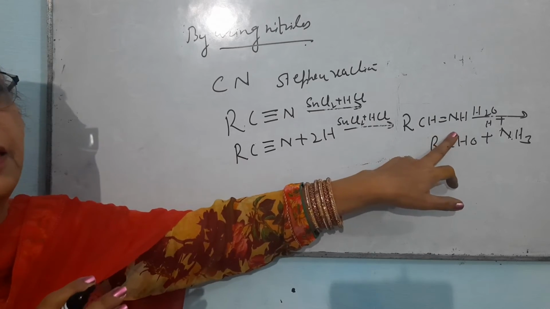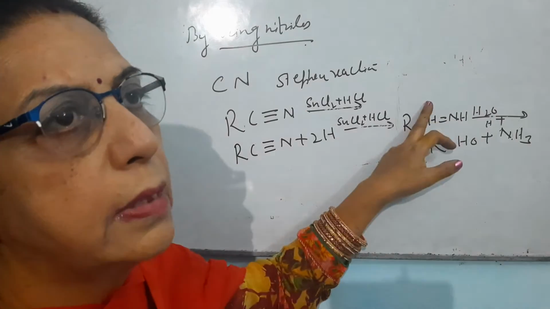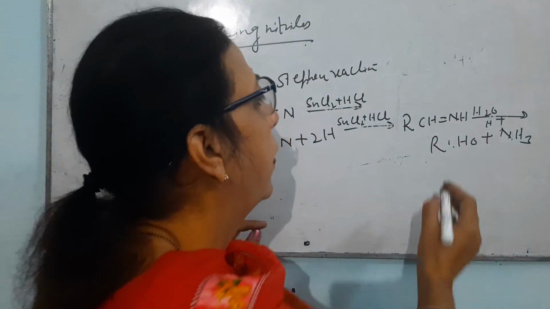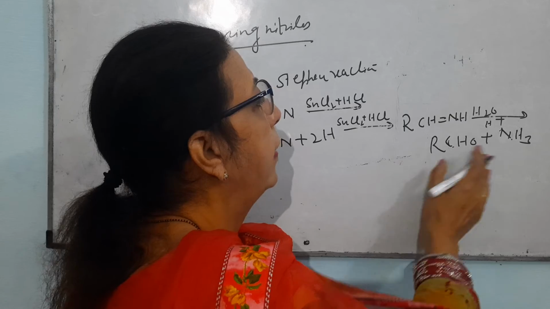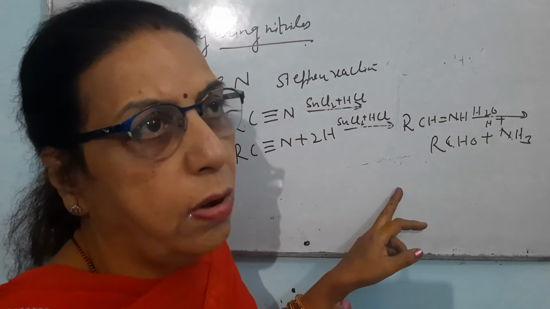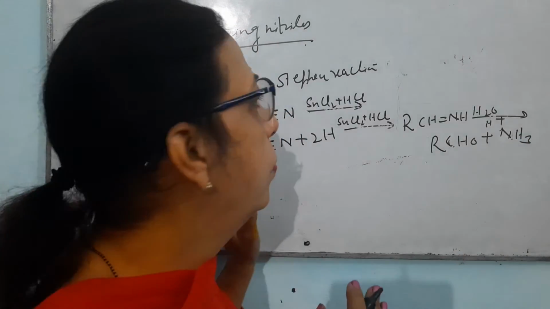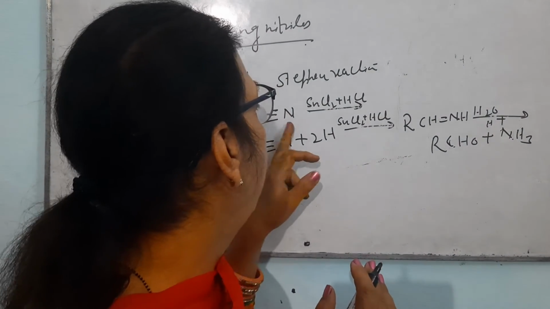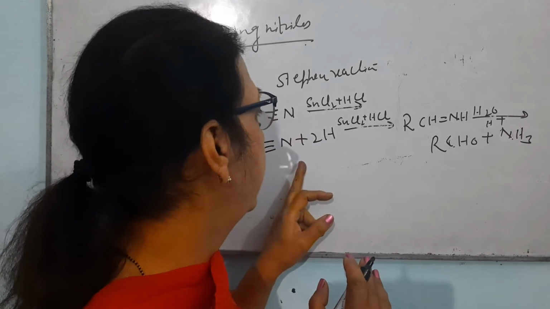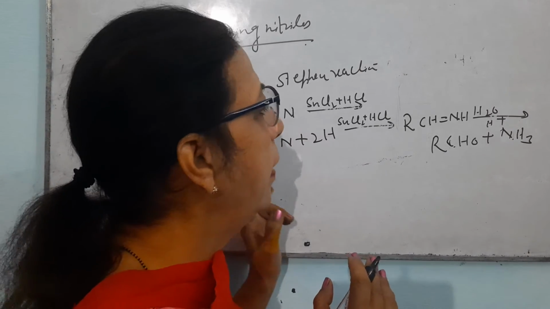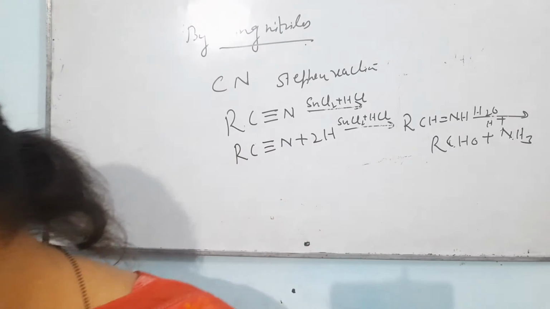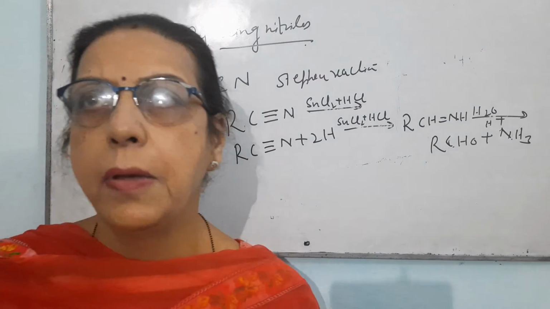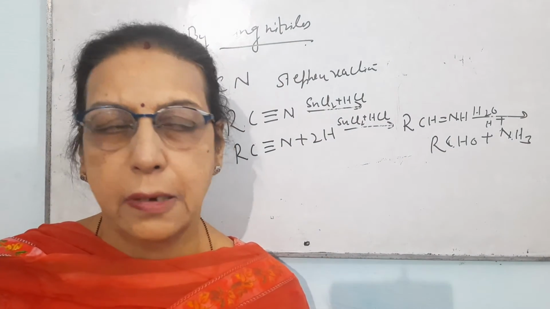This is known by the name of aldoimine, and this imine will be converted in the form of aldehyde and there will be the formation of ammonia. We can do reactions with an alkyl nitrile, or we can do reaction with an aromatic nitrile, but the ketones cannot be prepared by using this method.